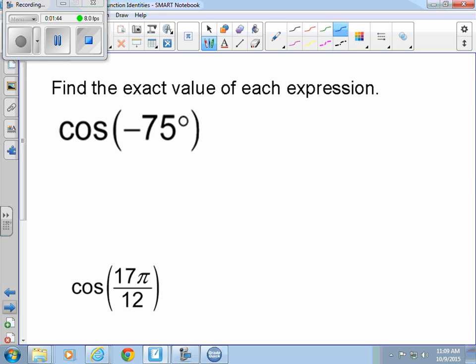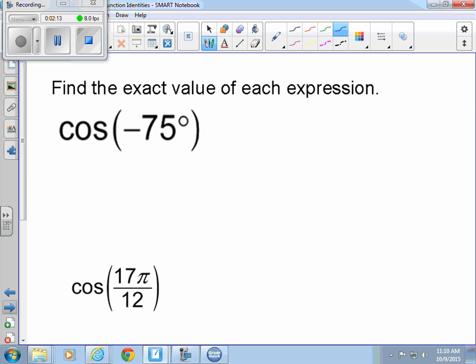So find the exact value of the cosine of negative 75 degrees. Go. I gotta pause for a minute there. Why? It's not a unit circle question, right? So up until this point, if it was not a 30, 60, 90 or a 45, 45, 90 triangle, I couldn't do it. So one of the identities is going to help me find the cosine of negative 75.